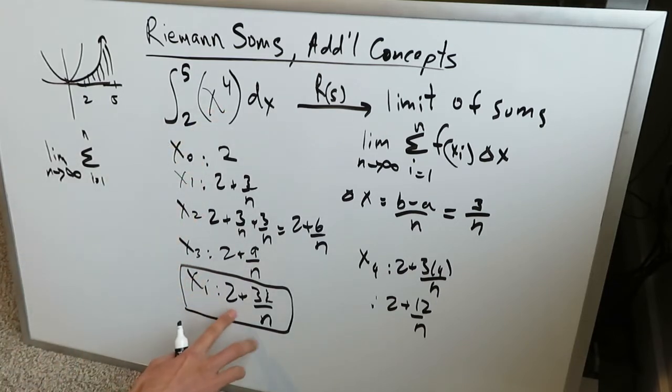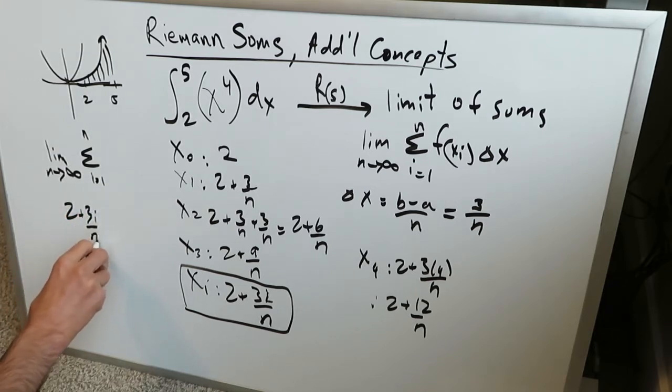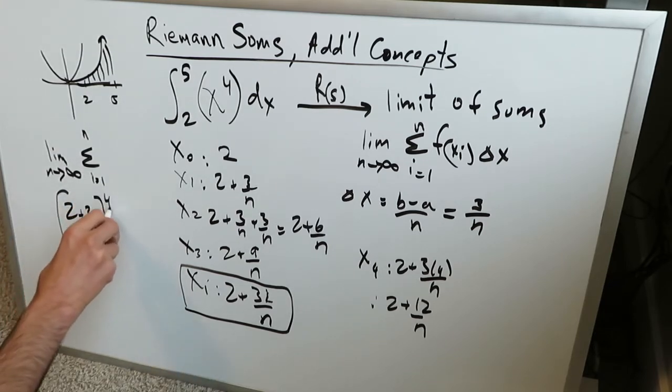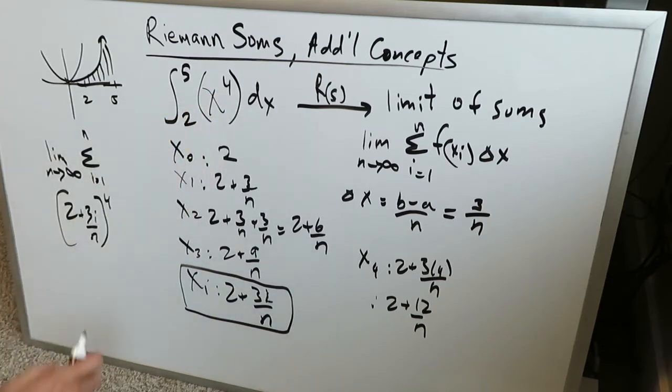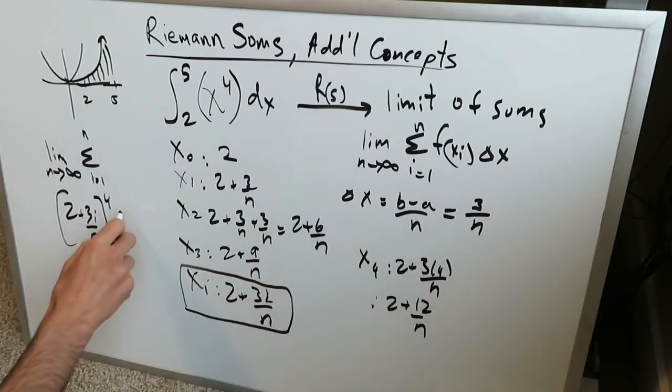But what's our sample value? It's represented by 2 plus 3i over n. And look over here, to the power of 4. Why? Because we have a function here to the power of 4 multiplied always by delta x. What's delta x? 3 over n.